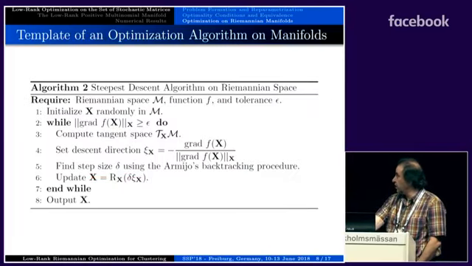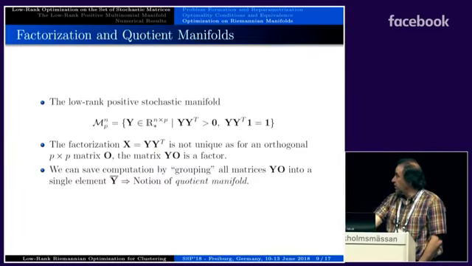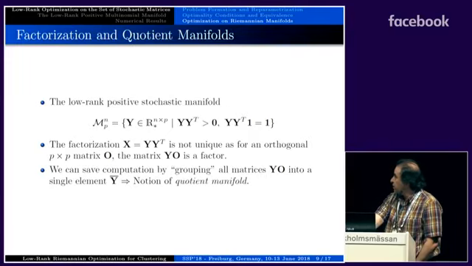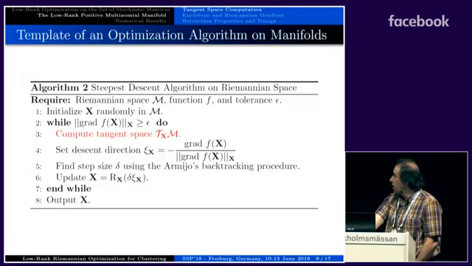Okay, so here's the algorithm. We have to identify all the steps that we need. So here's the manifold we're looking at. Again, there's the quotient manifold too. In the interest of time, I will skip that.